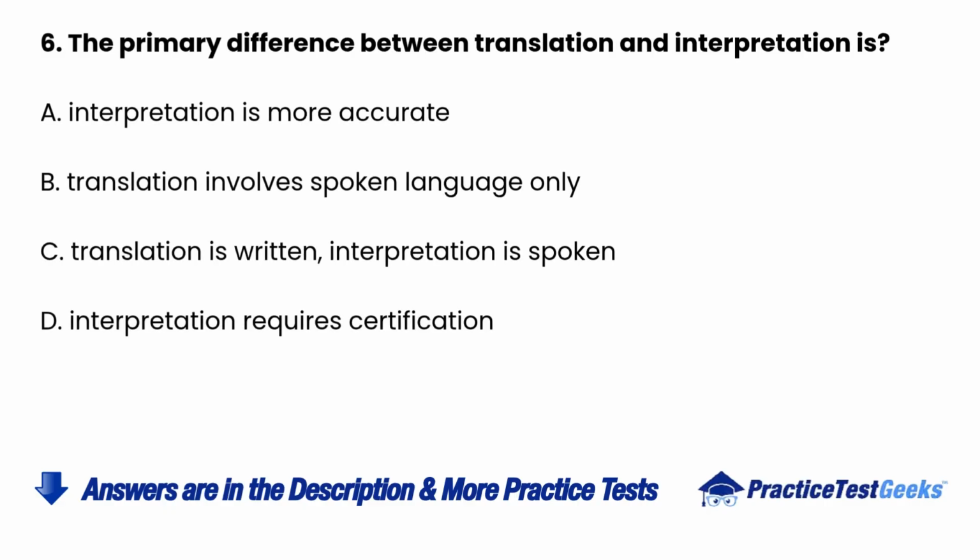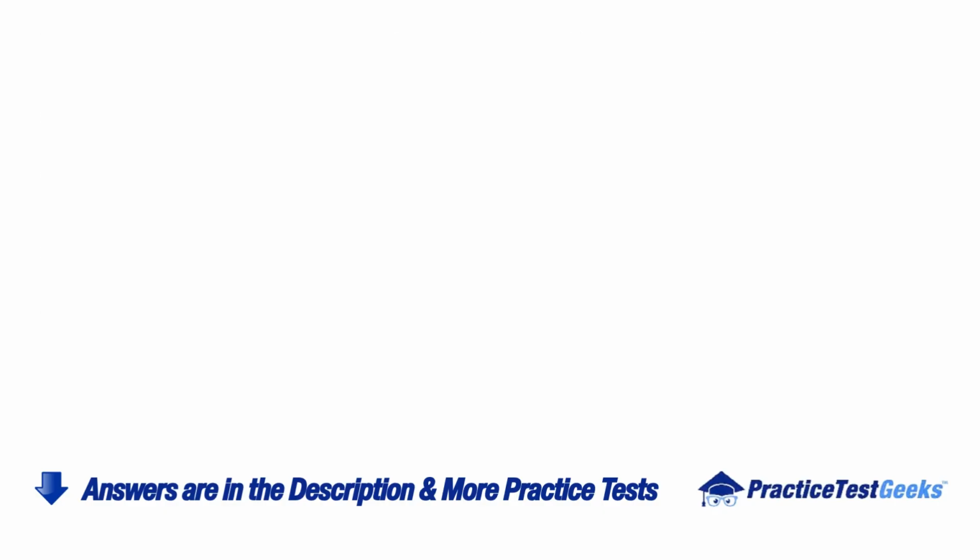6. The primary difference between translation and interpretation is A. Interpretation is more accurate. B. Translation involves spoken language only. C. Translation is written, interpretation is spoken. D. Interpretation requires certification.